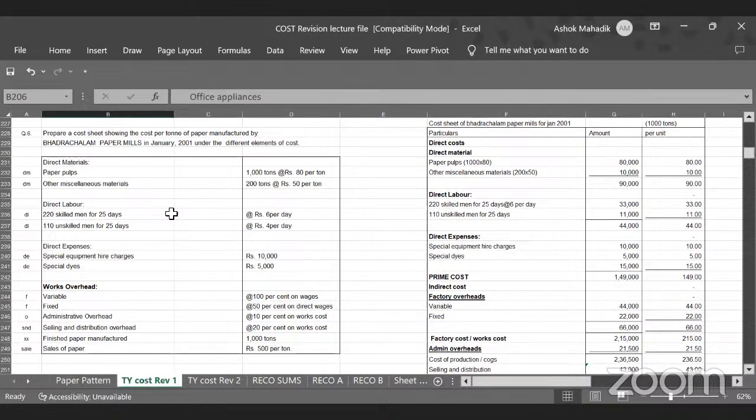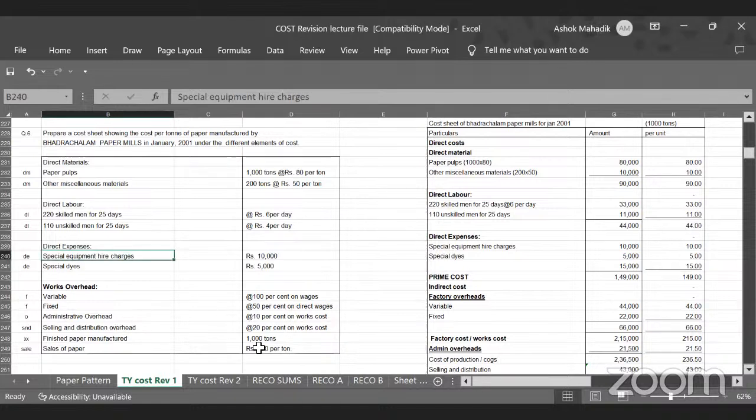Same way with the direct labor, 220 skilled men for 25 days at the rate 6 per day. So multiply 220 into 25 into 6. This will give you amount of skilled labor. Same way for unskilled also, 110 into 25 into 4. This will give you direct labor amount. Understood, students? This was new.